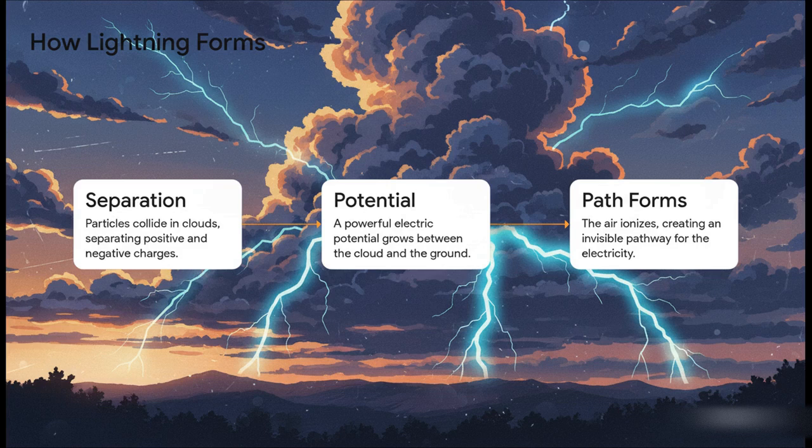First, inside those turning clouds, you've got ice crystals and water droplets bumping into each other. They're basically acting like tiny little batteries, separating out the positive and negative charges. Then, step two, this separation creates this immense electrical imbalance, a growing tension between the sky and the ground. And finally, the air itself just can't take it anymore. It starts to ionize, creating this kind of invisible superhighway for all that electricity that's about to be unleashed.